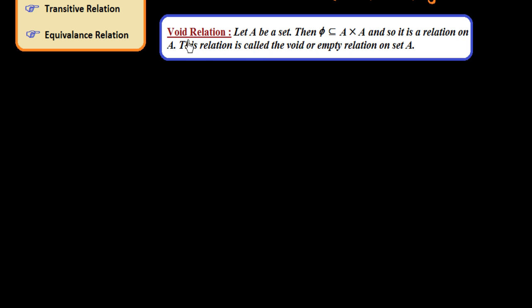Now we study the void relation. Let A be a set, then phi is a subset of or equal to A cross A, and so it is a relation on A. This relation is called the void or empty relation on set A. So we see how we get it.